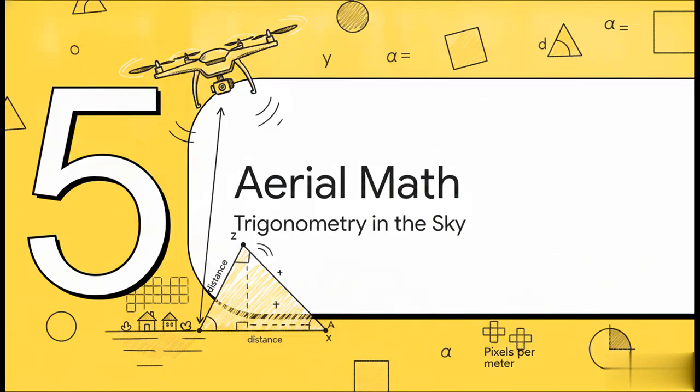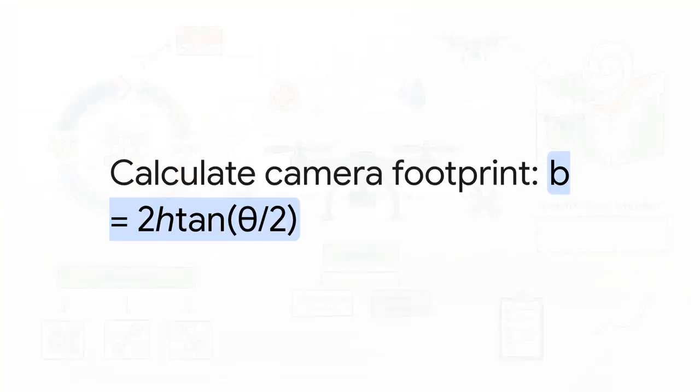Section 5. The math of aerial surveillance. Trigonometry in the sky. That brings us to the actual math. This seemingly simple formula is absolutely vital. It calculates the camera's footprint on the ground.